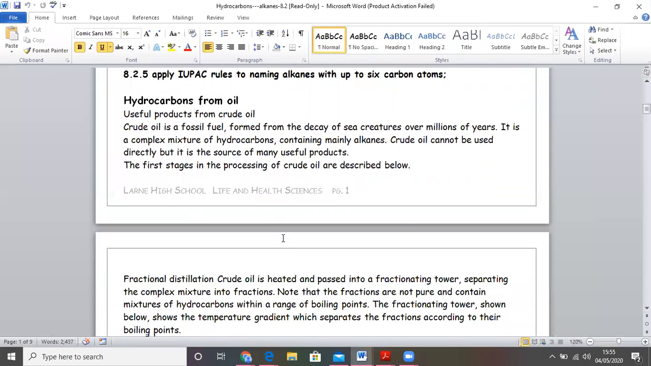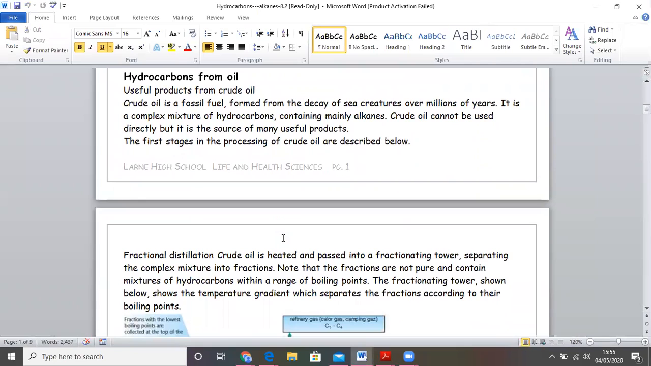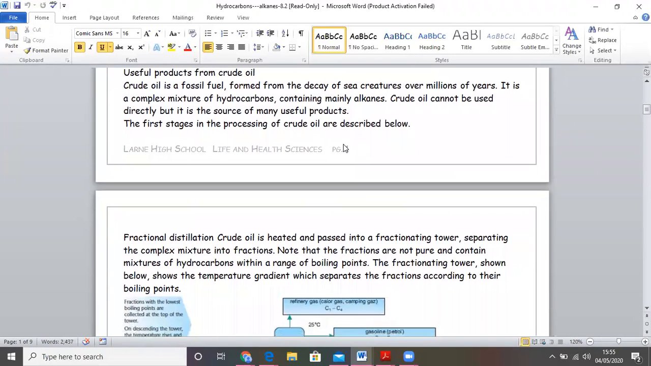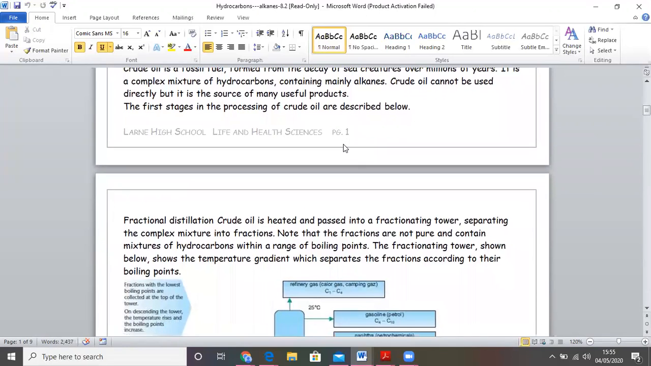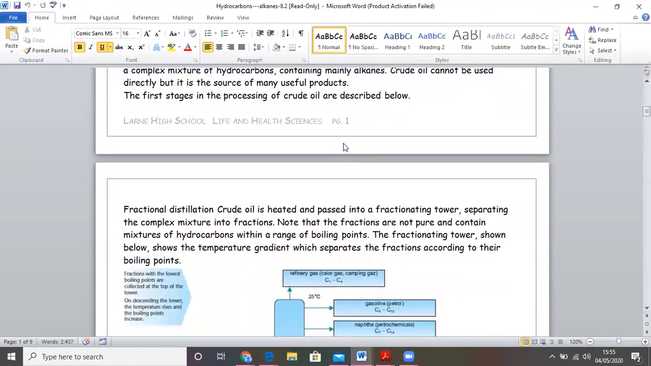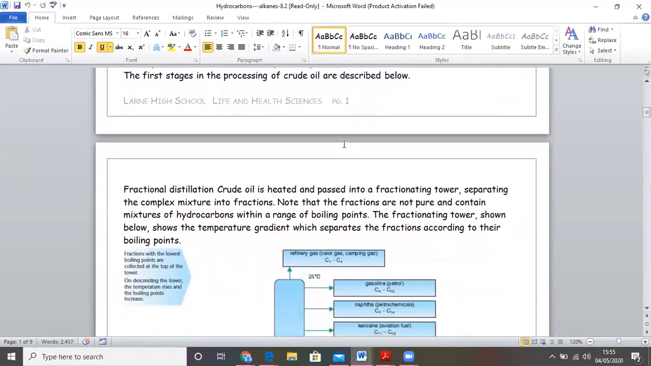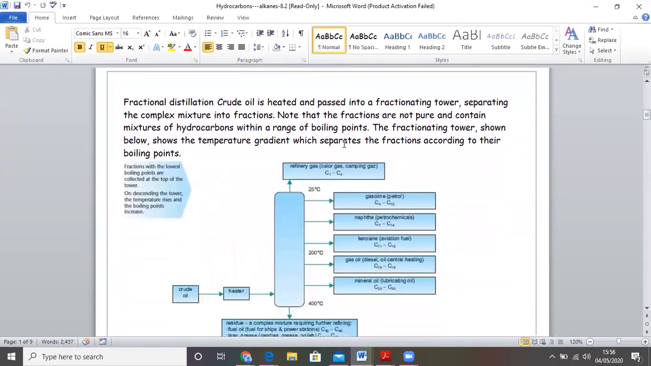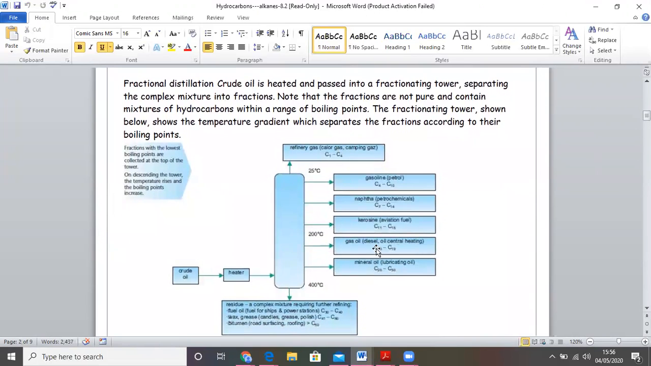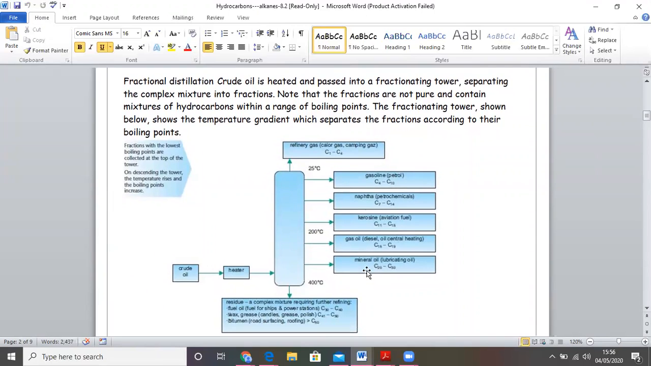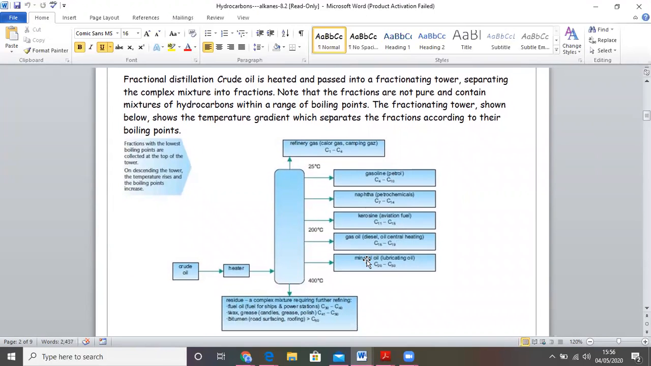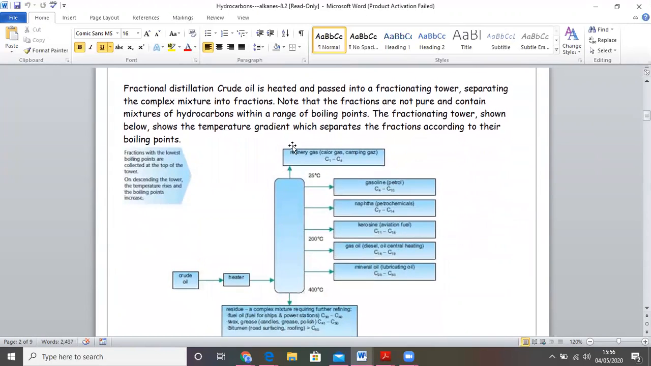Useful products from crude oil. Crude oil is a fossil fuel, so it's dug up from the ground, formed from the decay of sea creatures over millions of years. It's a complex mixture of hydrocarbons containing mainly alkanes, and it cannot be used directly because it's a mixture of too many different things. But you can use the products once you start to separate them, and you'll notice most of it is for heating and fuel, and you know that already.